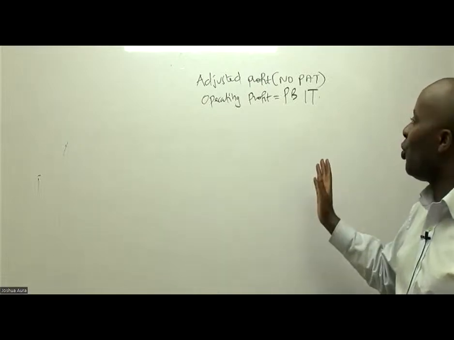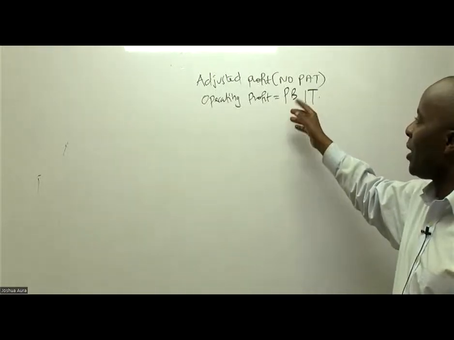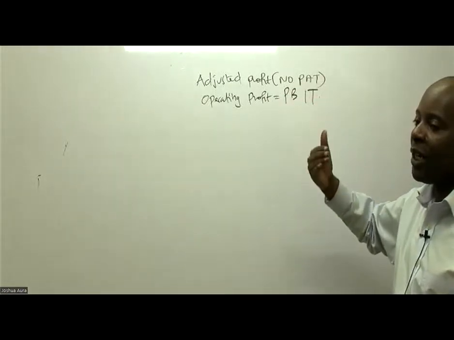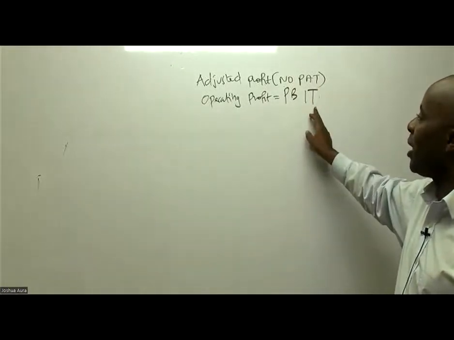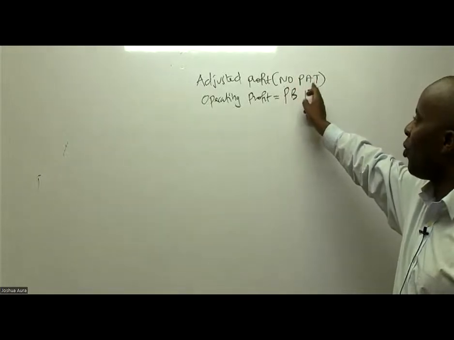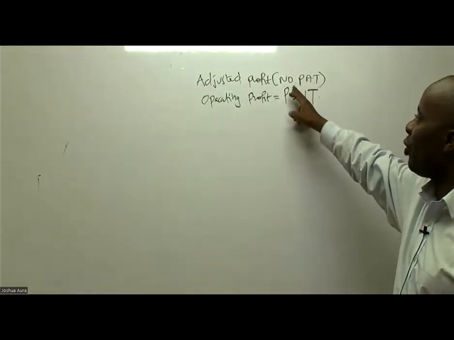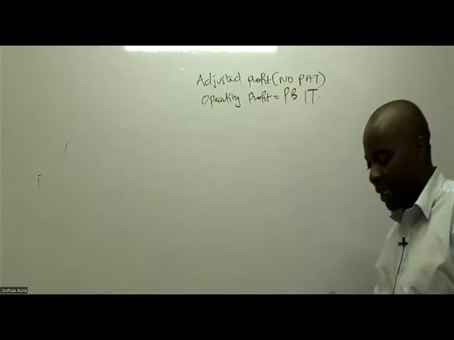What you're supposed to do to get this PBIT is very easy. Just look at all the items affecting our profitability and leave out the interest and the tax. Later on, of course, we'll be required to adjust for tax to get net operating profit after tax, so we will come in and deduct the tax aspect. Now listen to me very well.